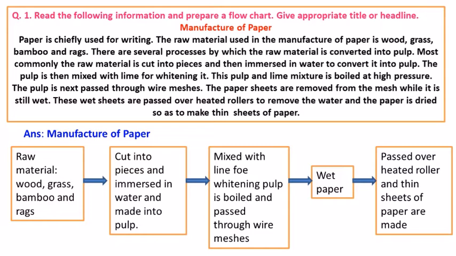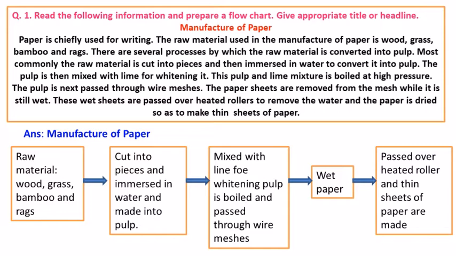The pulp is next passed through wire meshes. The paper sheets are removed from the mesh, and while they are still wet, these wet sheets are passed over heated rollers to remove the water, and the paper is dried so as to make thin sheets of paper. This is the paragraph, and with the help of that paragraph we have to find out the perfect process of manufacturing the paper. And that information we have to put in a flow chart.